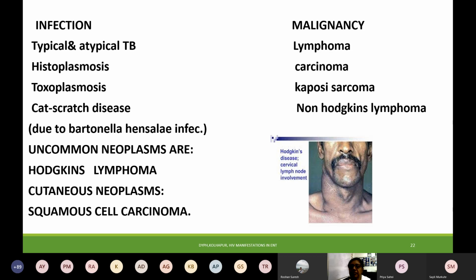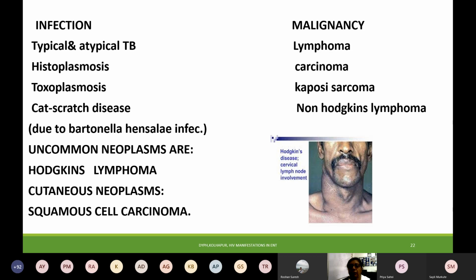The infections and malignancies which are associated are typical or atypical tuberculosis, histoplasmosis, toxoplasmosis, cat scratch disease. This is very important. That is because of Bartonella henselae infection. So cat scratch disease. Uncommon neoplasms are Hodgkin's lymphoma. Cutaneous neoplasms are squamous cell carcinoma. So this may be associated with HIV patients. The routine malignancies we see with HIV are lymphoma, carcinoma, Kaposi's sarcoma, and non-Hodgkin's lymphoma.